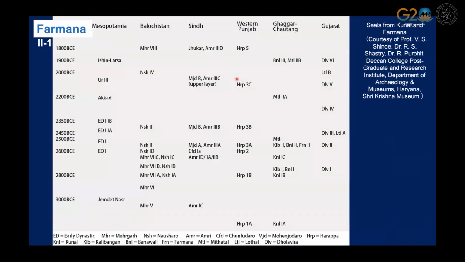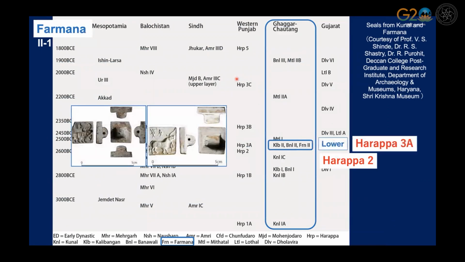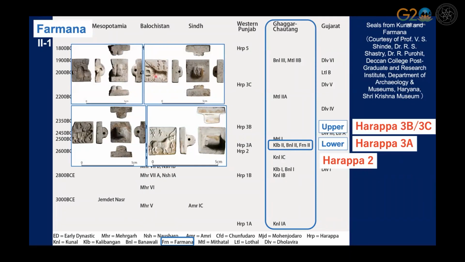On the basis of excavations at Farmana, the chronology of the seals from the initial phase to the later phase of the Harappan period can be proposed as follows. The seals having a right-facing animal motif from the lower layer of Farmana period 2 correspond to Harappa period 3A. Next, the seals having a left-facing animal from the upper layer of Farmana period 2 correspond to Harappa period 3B and 3C.